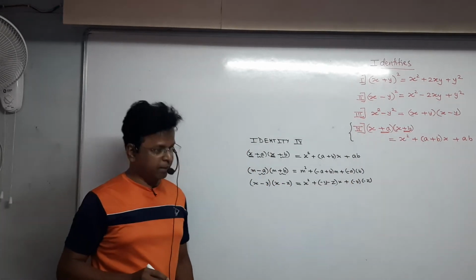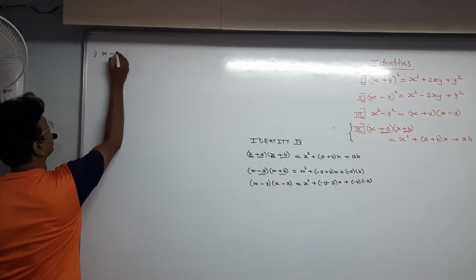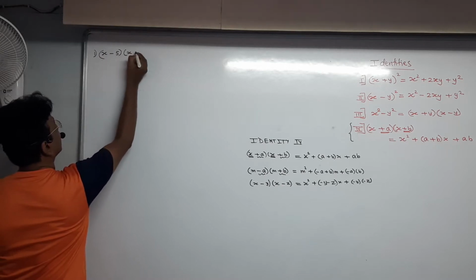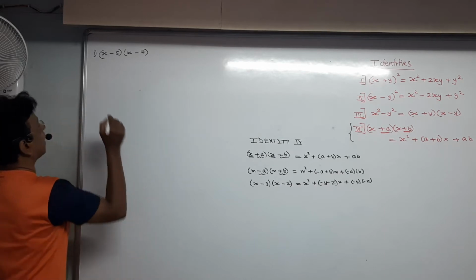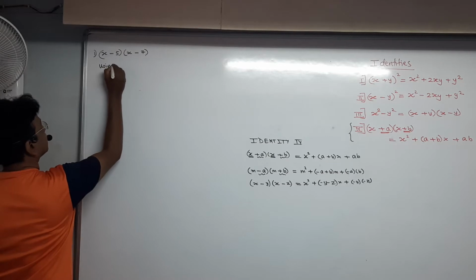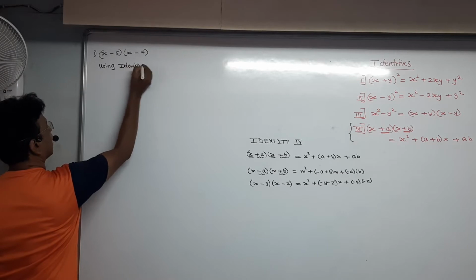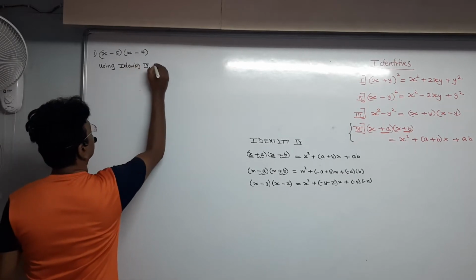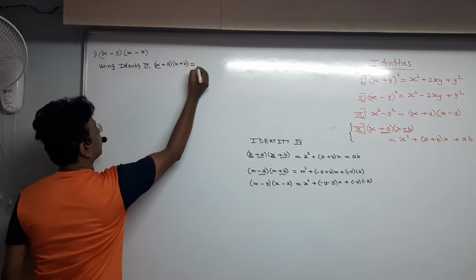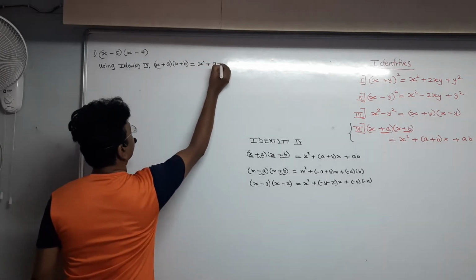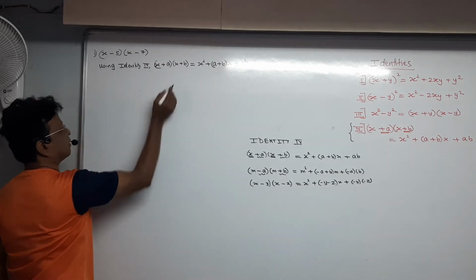See what happens if they ask you a question: find the product of (x minus 5) and (x minus 7). You will write using identity 4. Actually, it is better that you write the number. What is identity 4? (x plus a) into (x plus b) is equal to x square plus (a plus b) into x plus ab. This is the identity. You have to write everything.